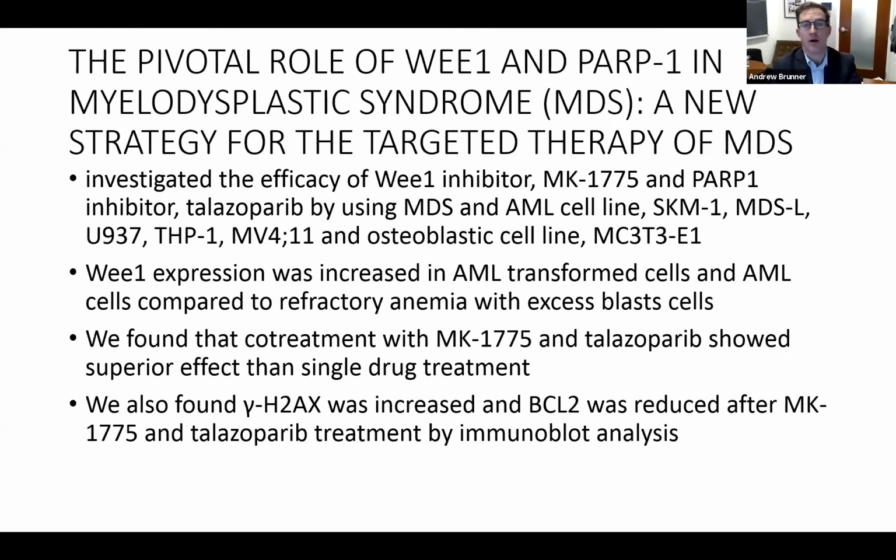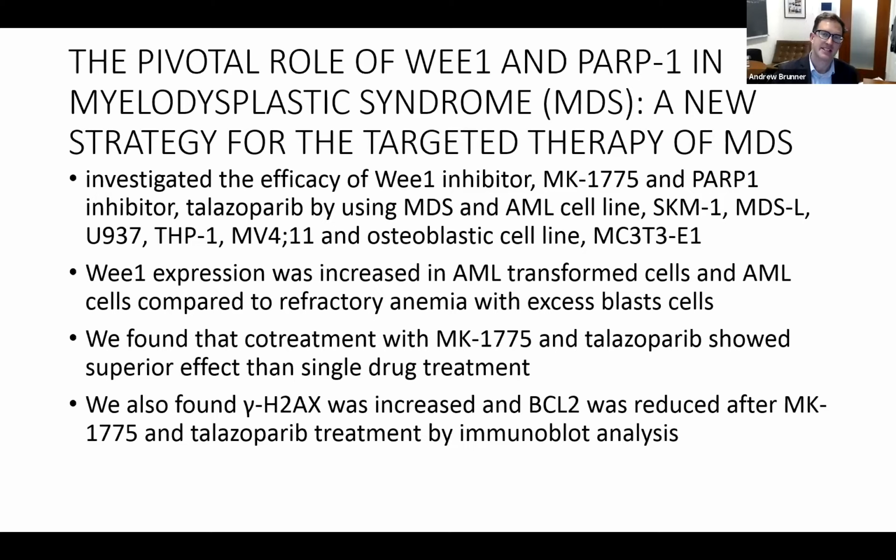Some of these go more into the basic science of MDS, trying to understand what new targets we can look at. One of those was looking at a novel compound targeting a gene called WEE1, as well as compounds targeting another DNA damage response agent, PARP, with PARP inhibitors. When you have damage to your DNA, you need certain proteins to help fix it, one of which, for instance, is PARP. WEE1 is also involved in DNA damage response.